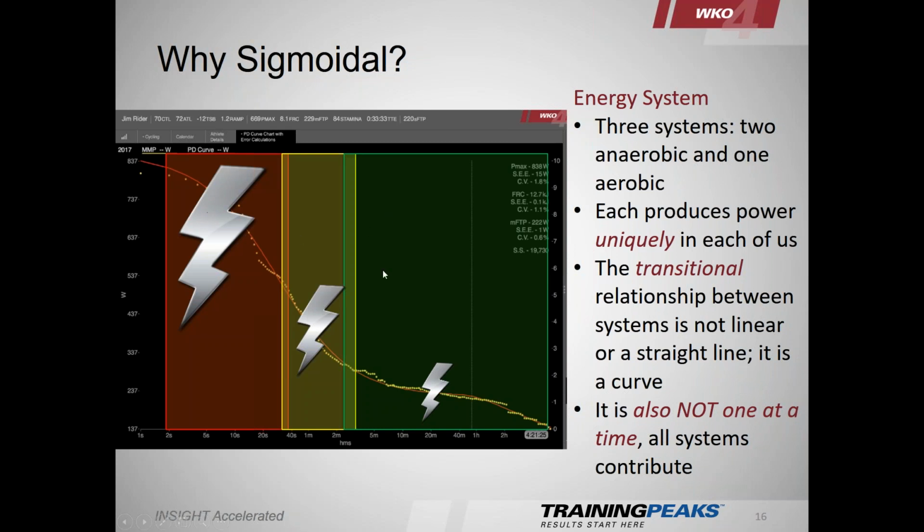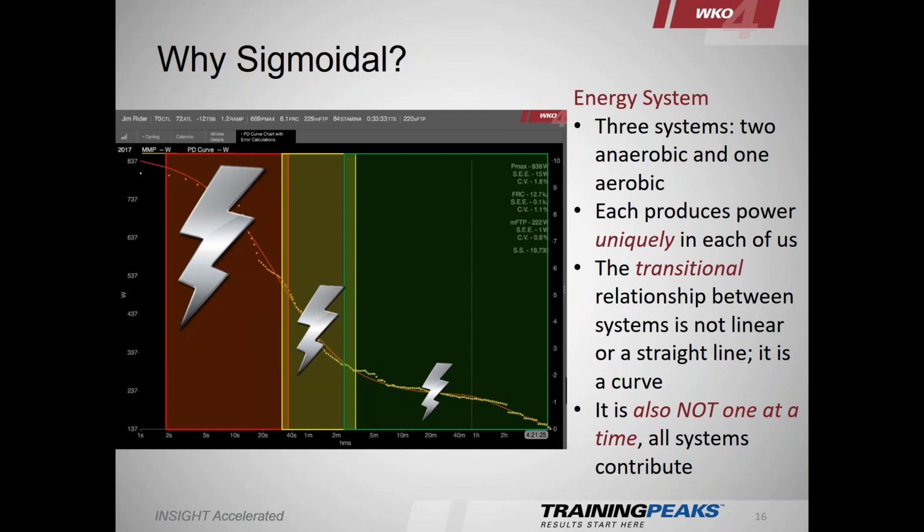When you look at these systems, they are transitional. It's not a light switch. As a matter of fact, all three systems are actually running at all given times. It's just a matter of which one is dominant. That's a slight overstatement, but most people will understand that.